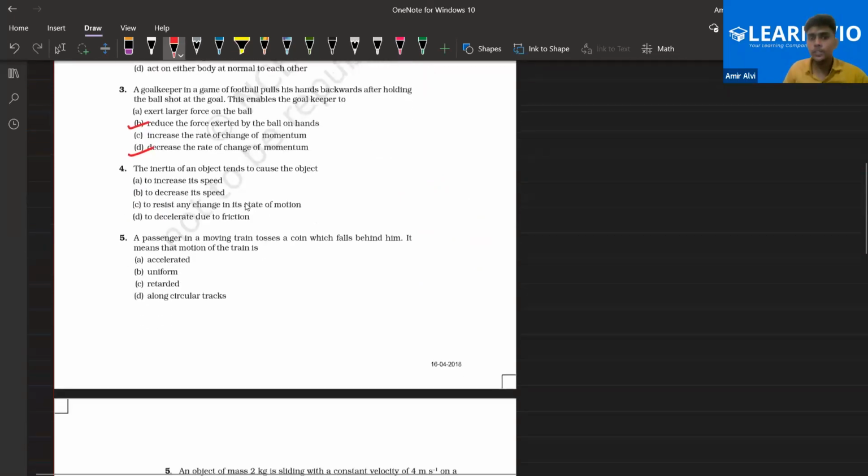The inertia of an object tends to cause the object... अच्छा, I got the one answer by ठीक है अरहान, ठीक है अनम, साथ भारती, ठीक है भारती, हैदर, ठीक है सारा.